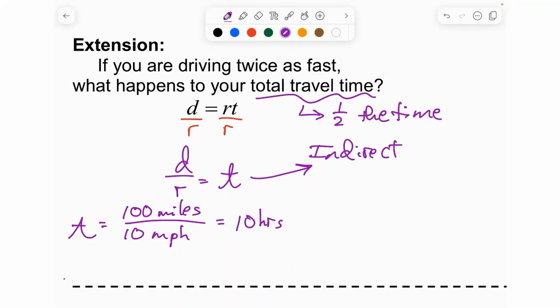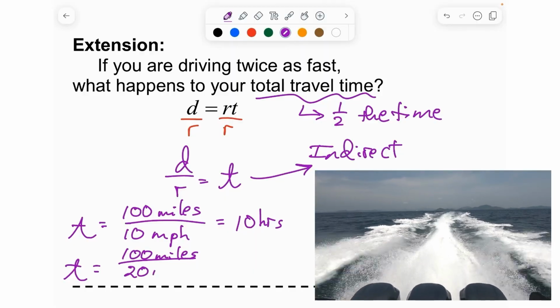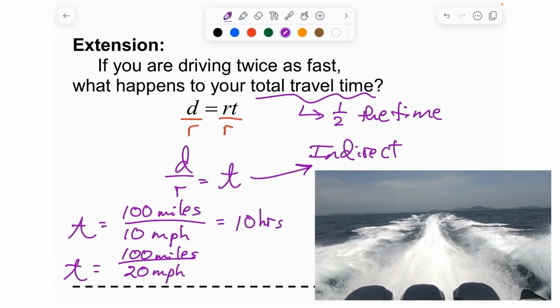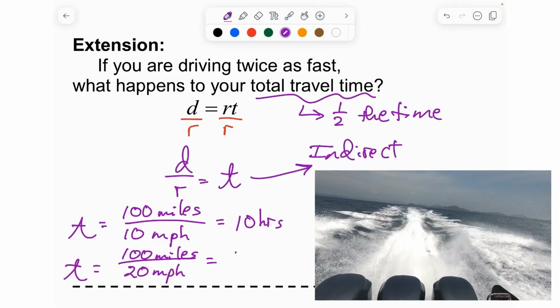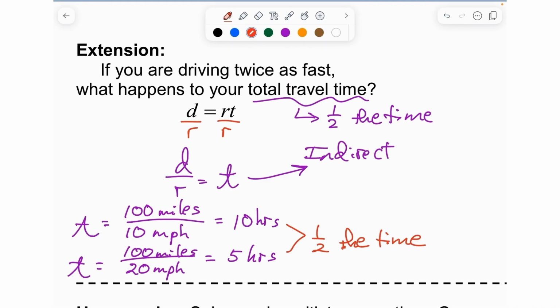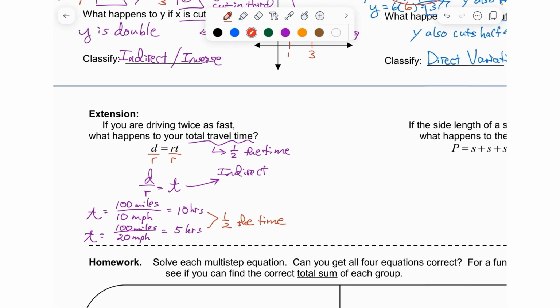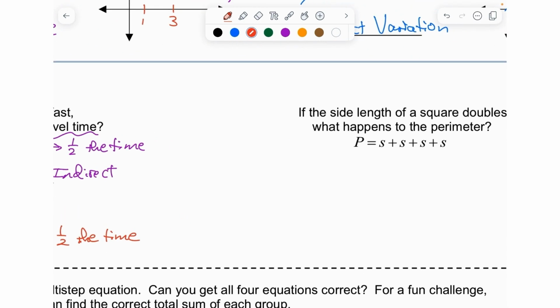Okay, well, that's nice, but I need to have twice the speed in my second scenario. So let's say you're still going 100 miles, but this time you're on a boat. Maybe a boat that's got some nice outboard motors on the back. So we're going twice as fast, 20 miles an hour. What's going to happen with our total time? 100 divided by 20. Well, look, it's perfectly half as much, just like we already said in the beginning, and this satisfies the idea of how the one change affected the other change. Okay, perfect indirect relationship. Ready to wrap this up?